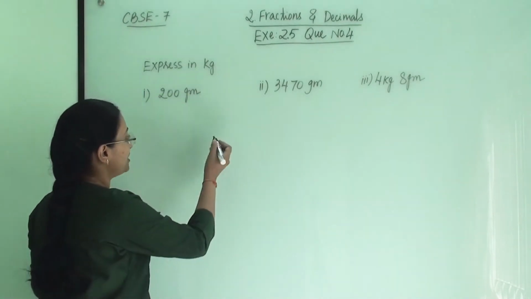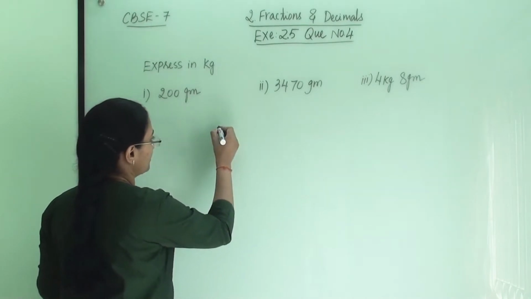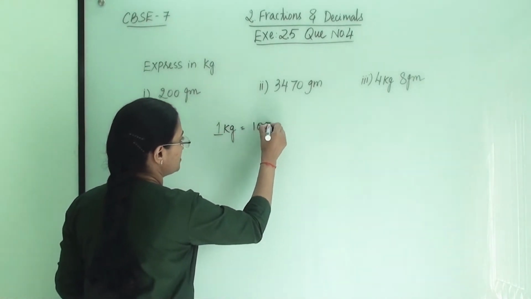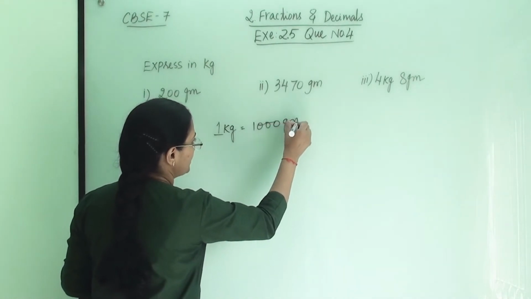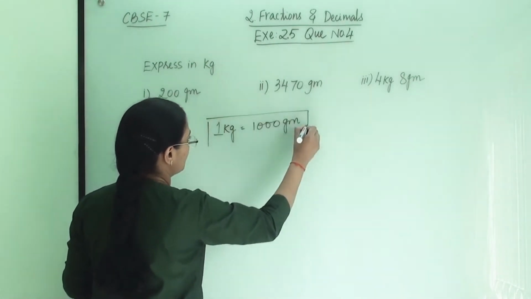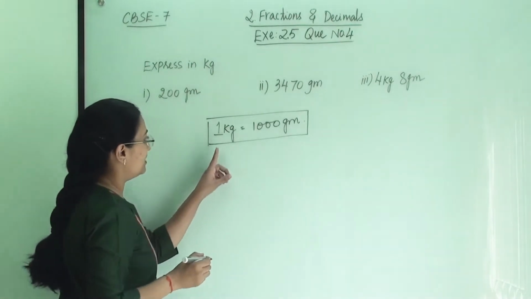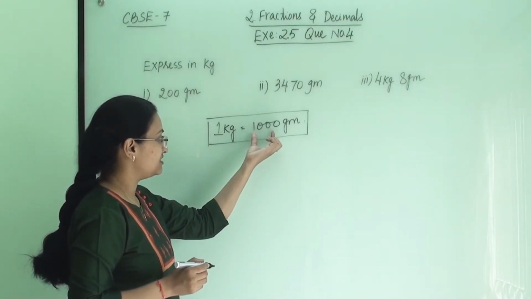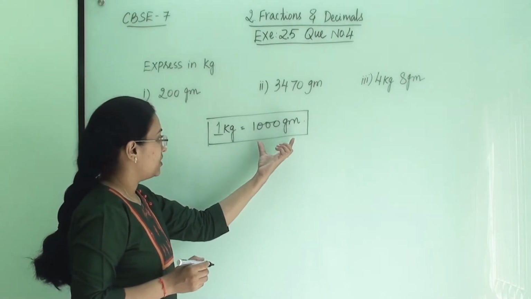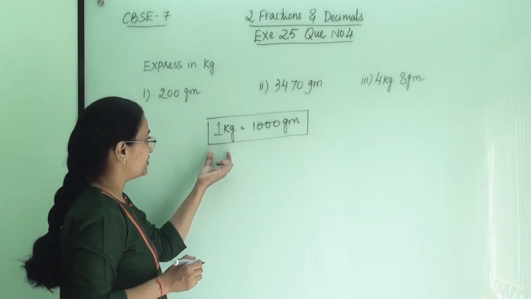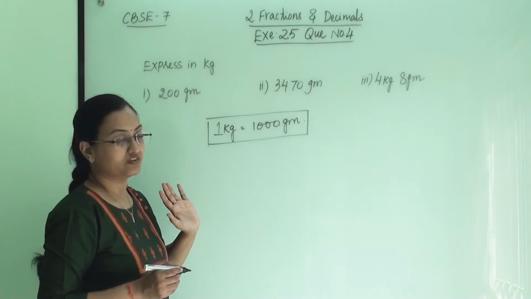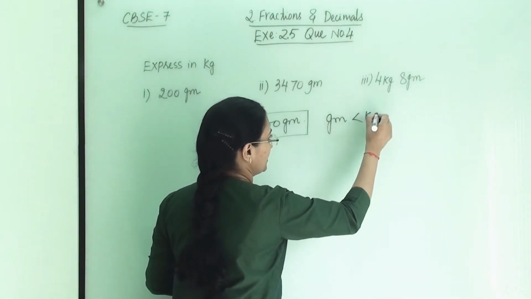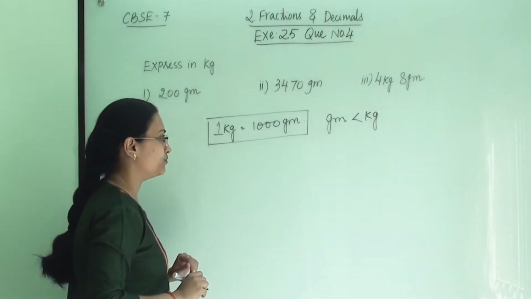Before doing that, we need to understand the conversion factor. 1 kg equals 1000 gram is the conversion factor. When we are going from a bigger unit to a smaller unit, we will multiply with 1000, and when we are going from a smaller unit to a bigger unit, we will divide by 1000. Here gram is smaller compared to kg.